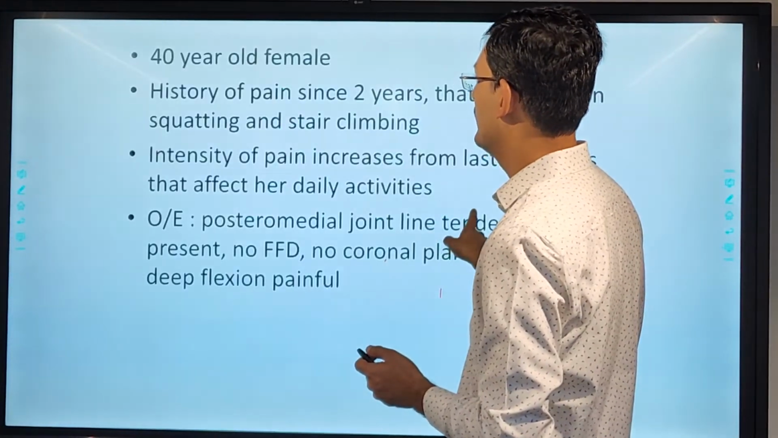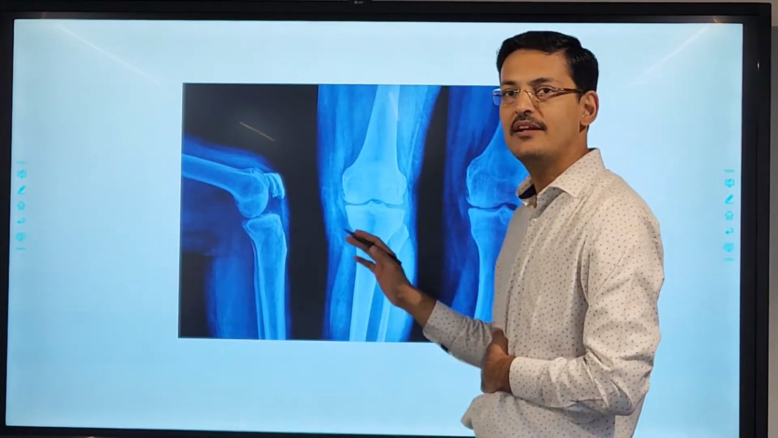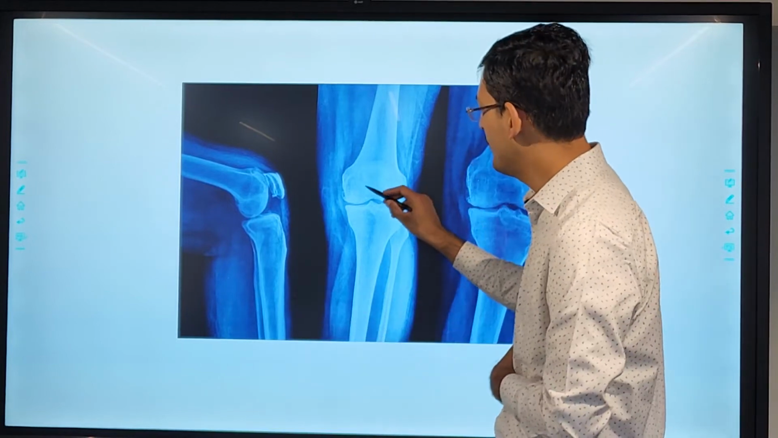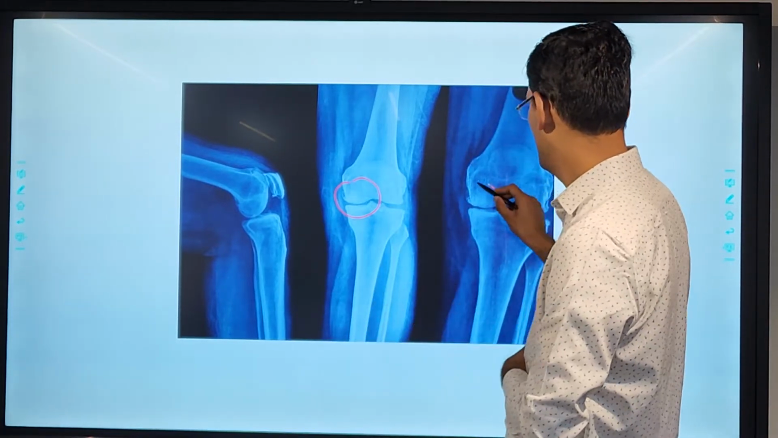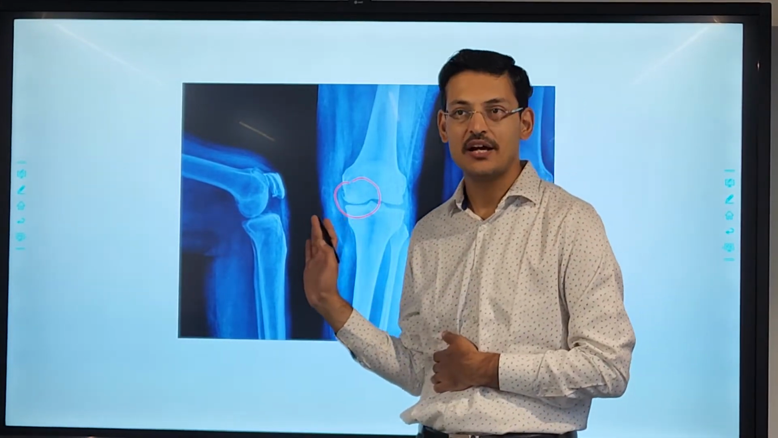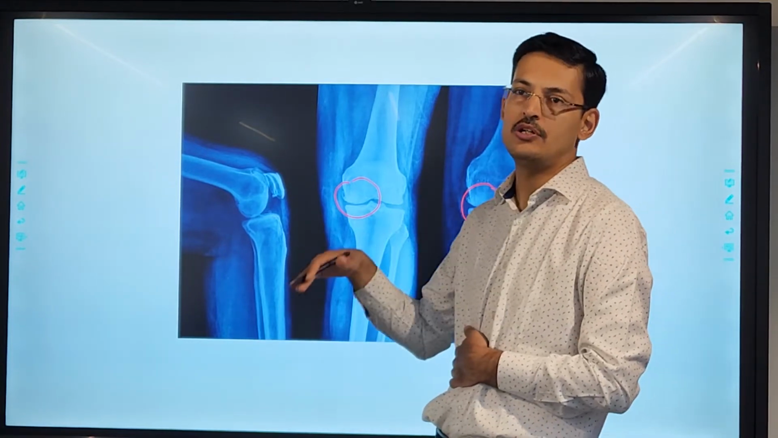Now these are the X-ray of this patient. So again, this X-ray is a very common X-ray that you are seeing. You will have a minimal reduction of the medial joint line here also. She is 40. She is young. So definitely she is not at that stage that you consider her for a joint replacement surgery.